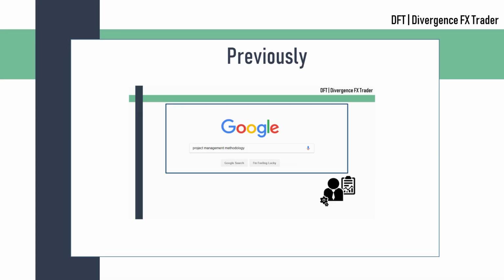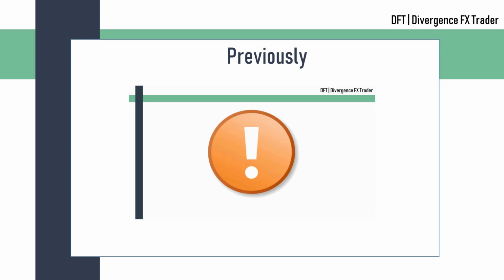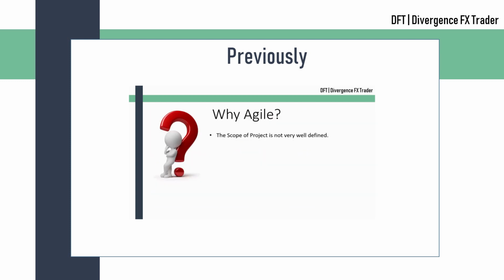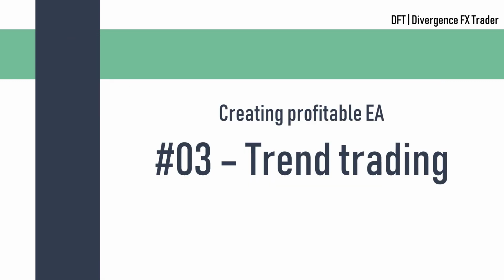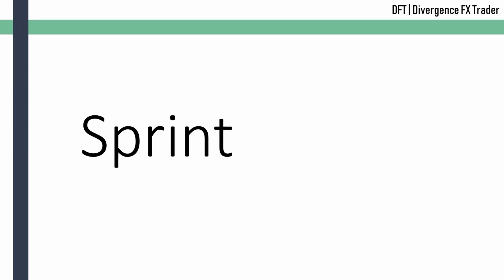In the last video we talked about the different kinds of project management methodologies and we chose agile methodology for our project. And today we will create our first prototype. So let's start with sprint number one.